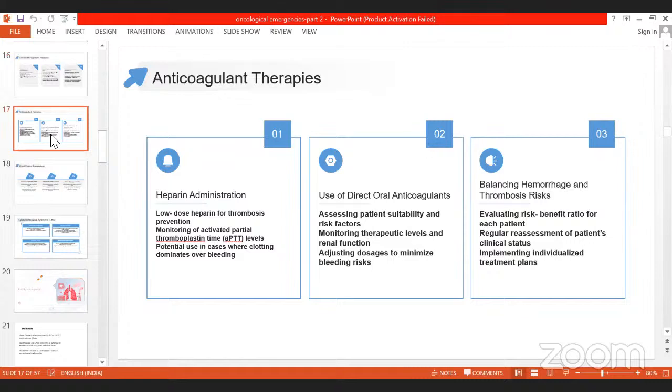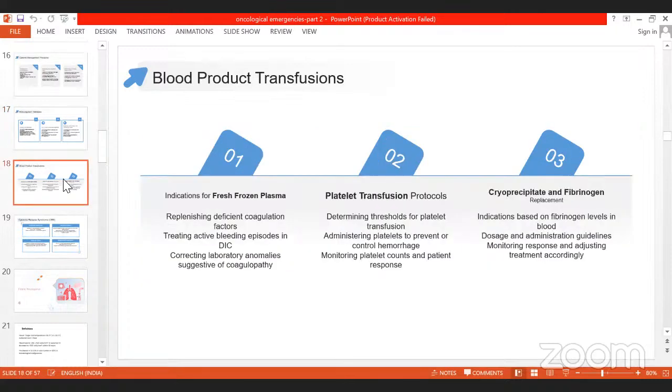Anticoagulation therapies are heparin or direct oral anticoagulants, and we have to balance both hemorrhagic and thrombotic risk in a DIC. So commonly what we do is go for direct oral anticoagulants. The blood product we give is based on what is required, like either platelets or fresh frozen plasma, or cryoprecipitate with fibrinogen can be given.